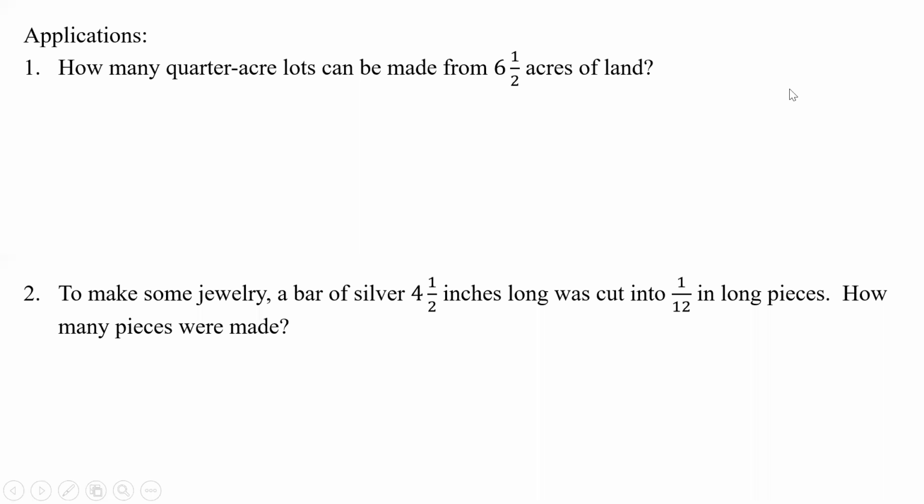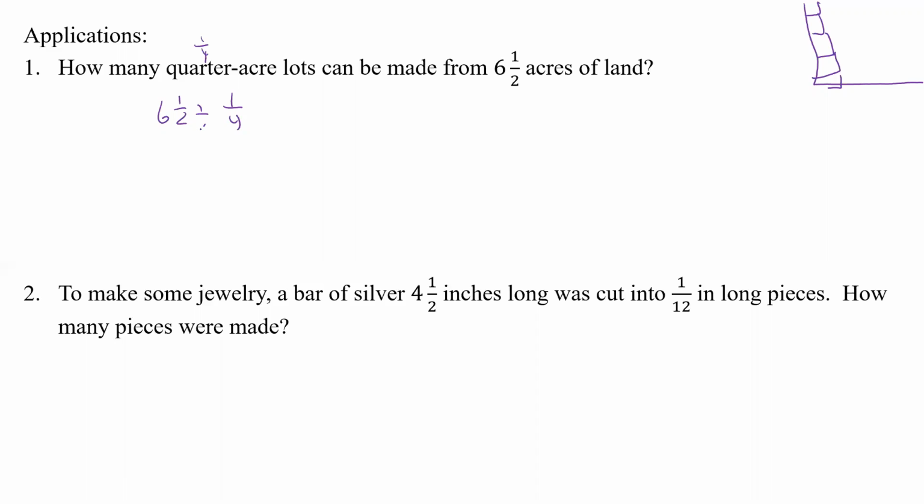All right, so here we are with the applications part of this. How many quarter acre lots can be made from 6.5 acres of land? So if we call that whole piece up here 6.5 acres, and we want to break this up into quarter acre lots, what are we going to do? We're going to divide the 6.5 by a quarter. Well, what is a quarter? That's 1/4. And so that's how we're going to break it up.